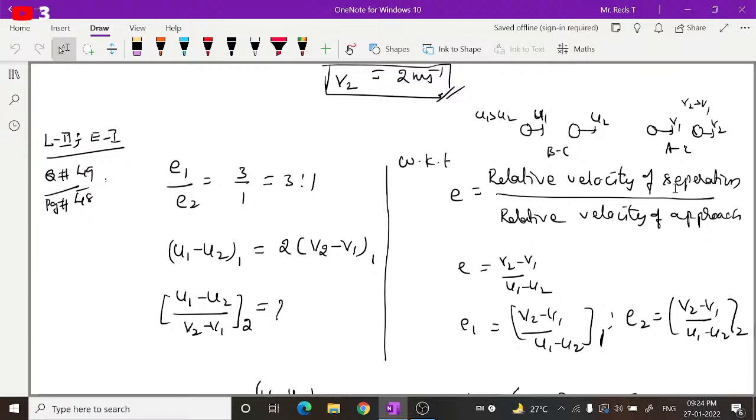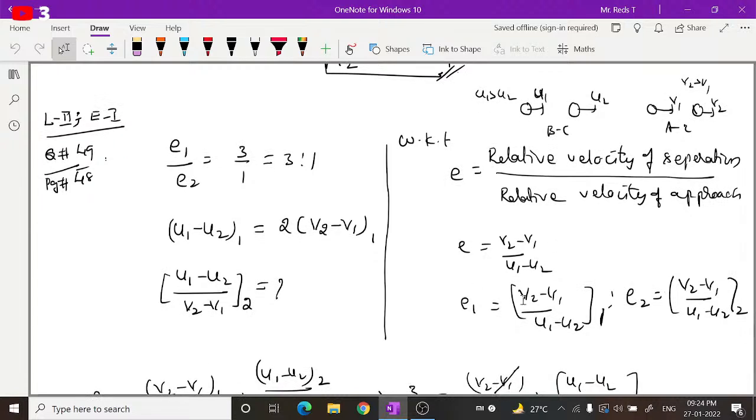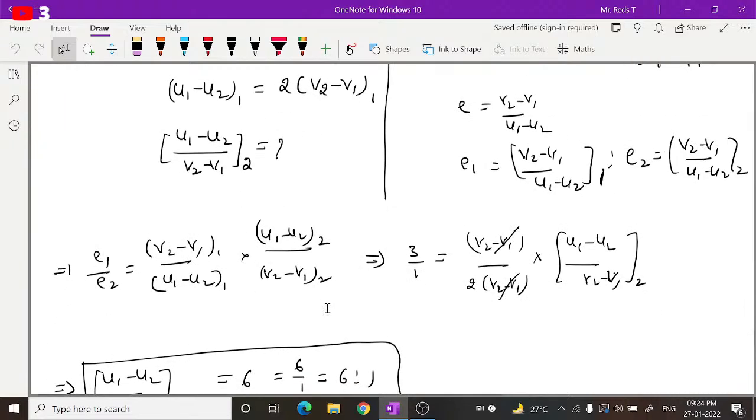To understand that, we have to follow this. As e is equal to relative velocity of separation by relative velocity of approach. General formula is this. In first case and second case we have taken, then we have taken the ratio as it is given here. And on simplifying these two, we have got 6 is to 1.